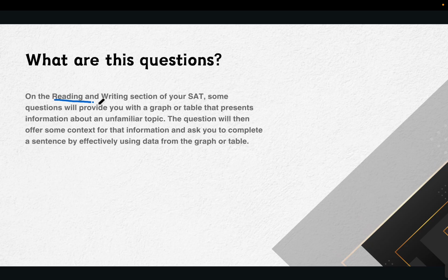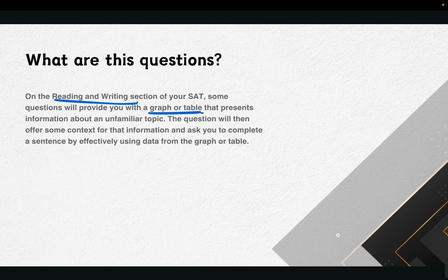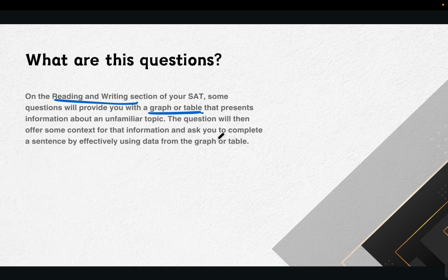On the reading and writing section of the SAT, when we go on to the next question and we see a graph or a table, we should say this is an SAT command of evidence quantitative question. It is from the domain Information and Ideas. Some information or ideas are given, and we should complete the text according to the graph that is given to us. The question will offer some context, and then ask us to complete a sentence by using the data from the graph or the table.